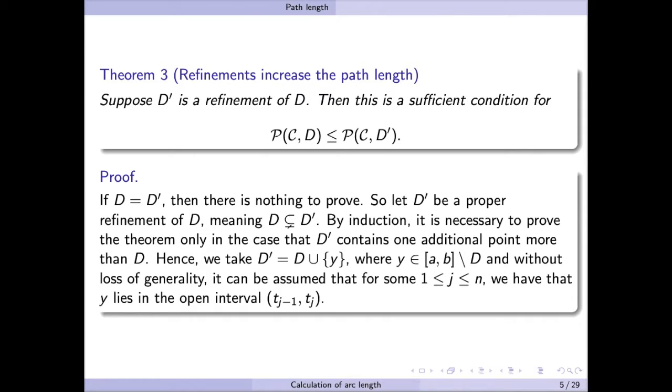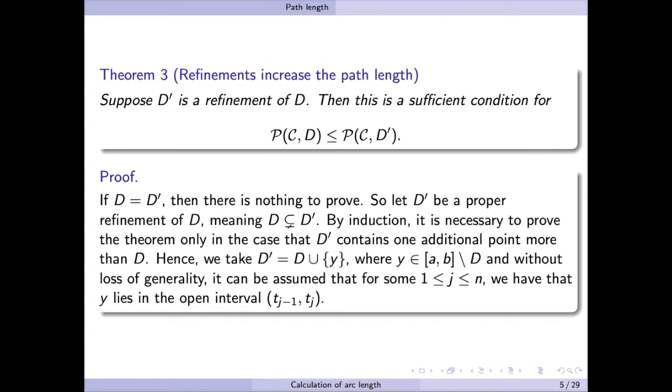Also, because of the wonderful tool of induction, it is only necessary to prove the case in which D prime has exactly one more point as compared to D. Because if D prime has an arbitrary m number of points more than D, then we just use induction by first proving the base case and then using the fact that adding an extra point increases the path length to complete the induction step. So hence we take D prime to be equal to D union y, and here y is chosen in the interval [a, b] but is not in D.